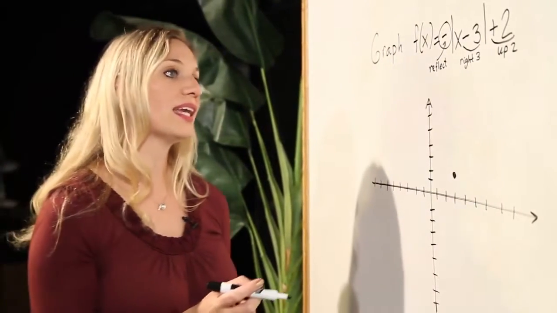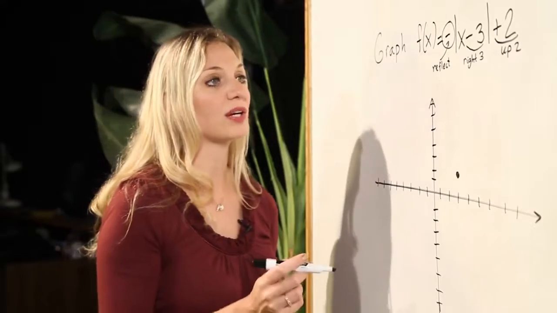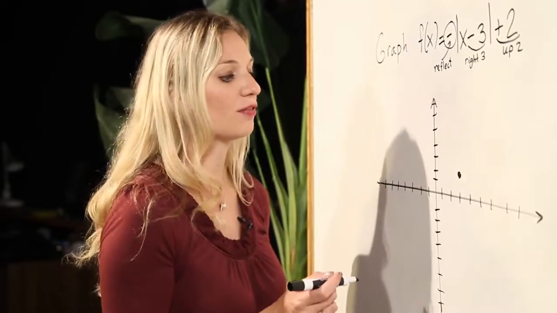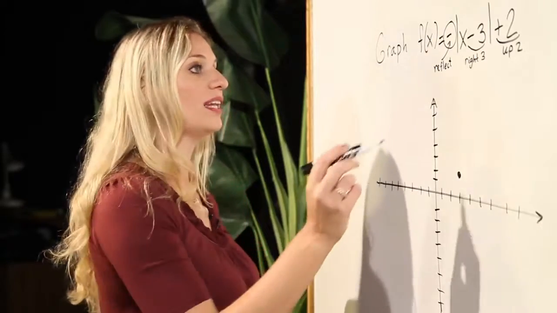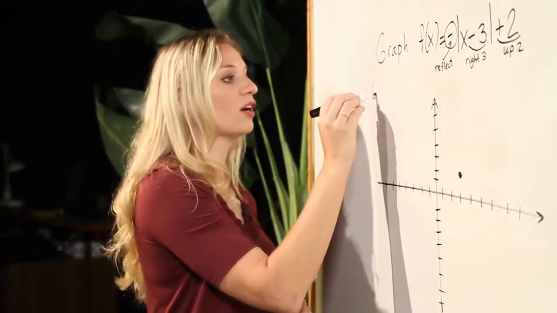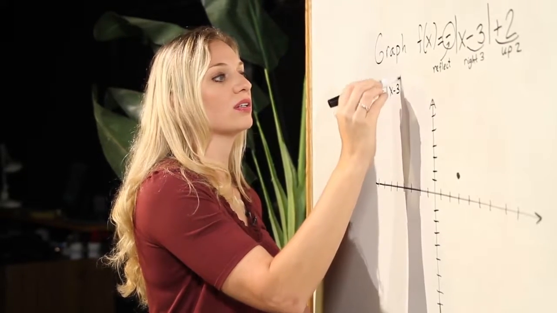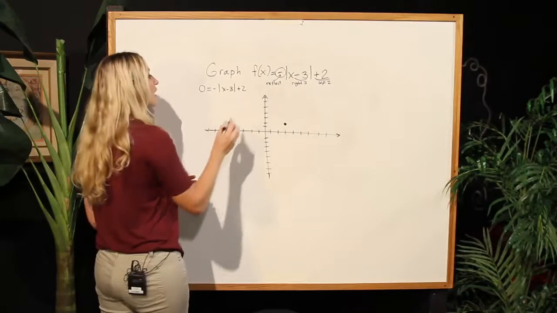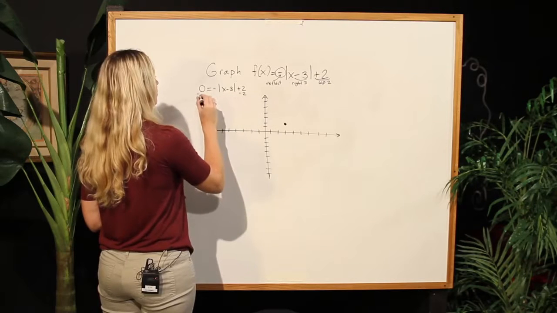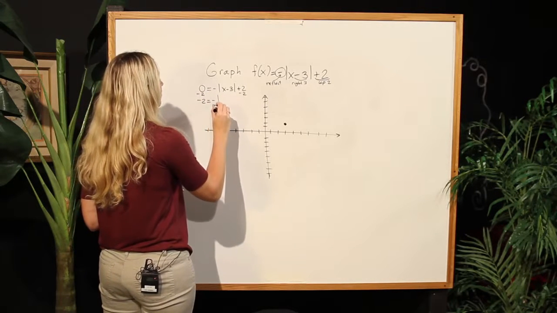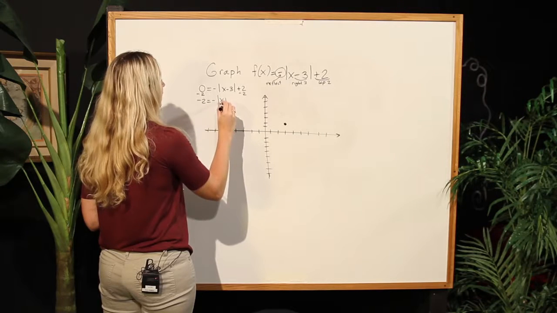Let's go ahead and get a couple more points present on this. Let's find the x-intercepts of the graph. Recall, in order to find the x-intercepts, we would set our equation equal to 0 in order to solve. I will subtract 2 from both sides. Now, negative 2 is equal to the negative absolute value of x minus 3.